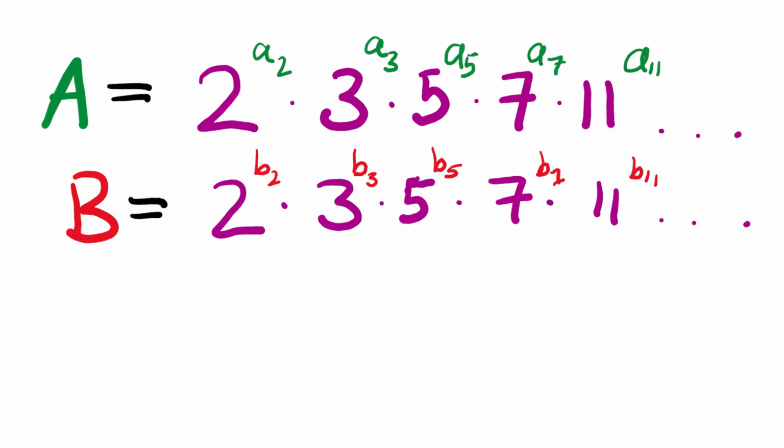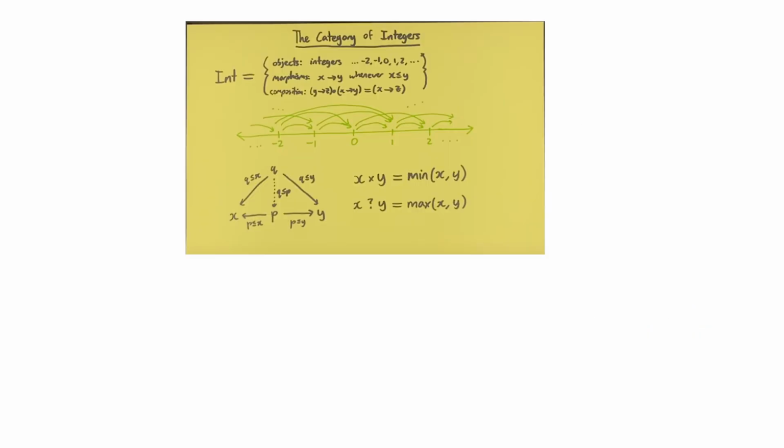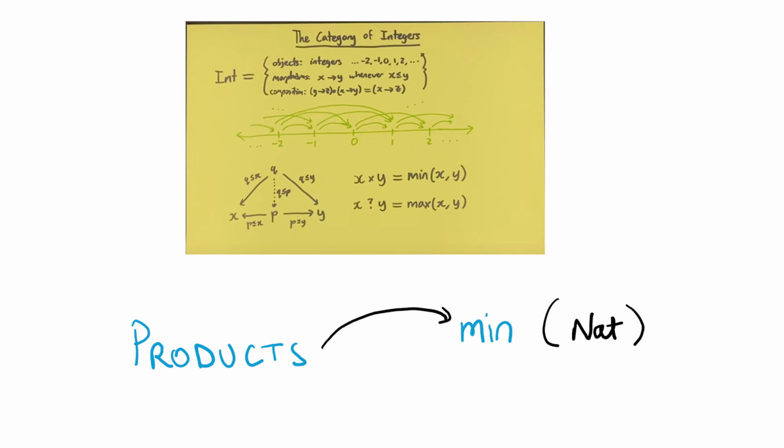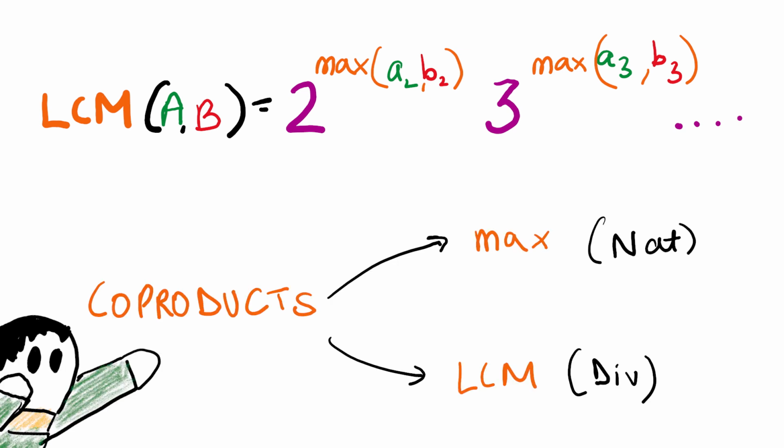You can show that if A and B have these prime factorizations, then the GCD of A and B has prime factorization where we take the minimum of powers for each prime. And from the video, we know that the minimum is the product in nat, just like GCD is in div. Similarly, LCM is found by taking a max for each power, which, you guessed it, is the coproduct in nat.